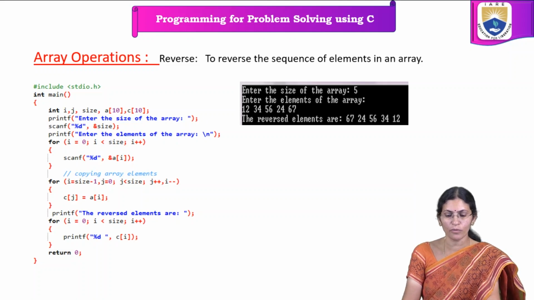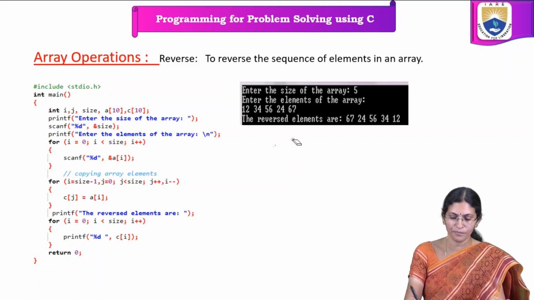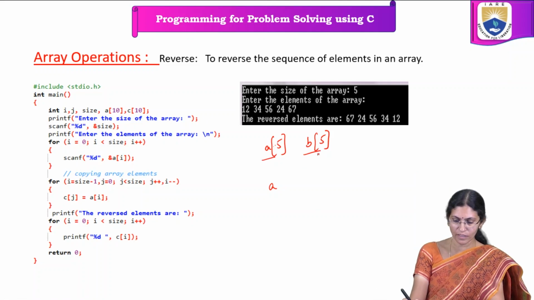So what is this reverse operation? It is to reverse the sequence of elements in an array. Suppose we have an array A of size 5. Suppose there are two arrays, this is one array and this is another array, A and B.